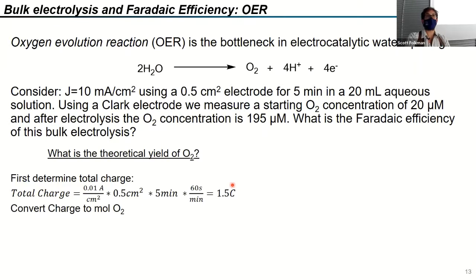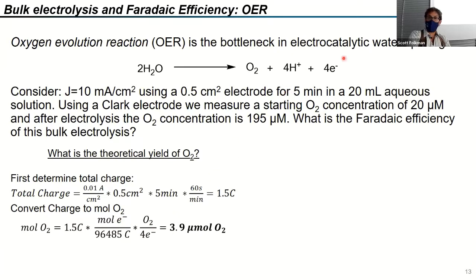We can convert this total charge to moles of oxygen. We use 1.5 coulombs divided by Faraday's constant, which is in units coulombs per mole of fundamental charge, i.e. electrons. And as I noted up here, this is a 4-electron process to get oxygen. So I need 4 electrons per mole of oxygen. And so that gives me a theoretical yield of 3.9 micromole of oxygen produced.